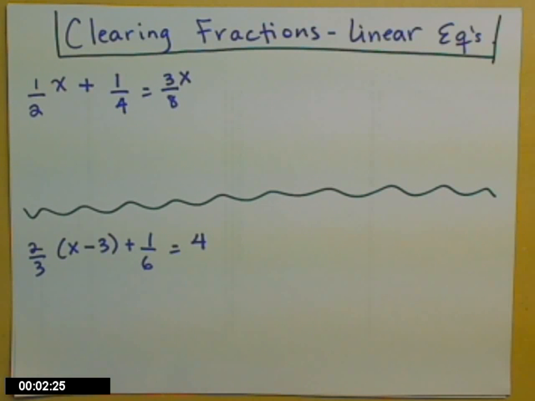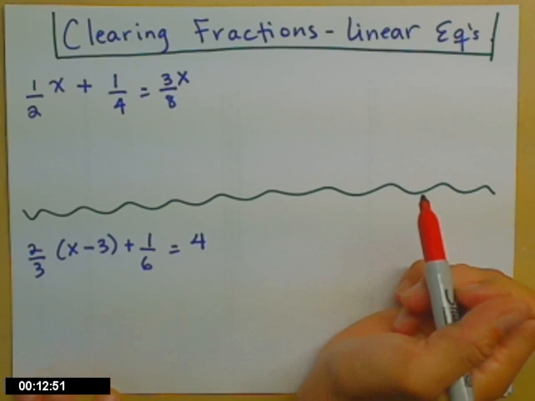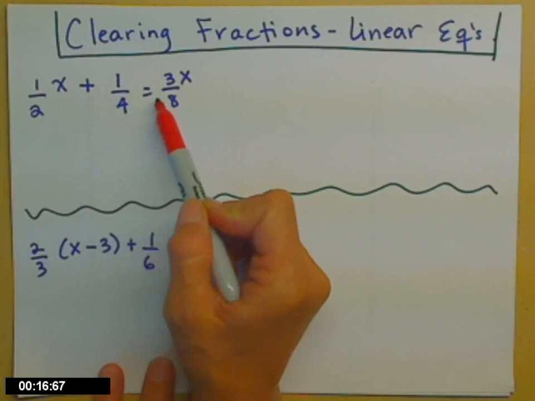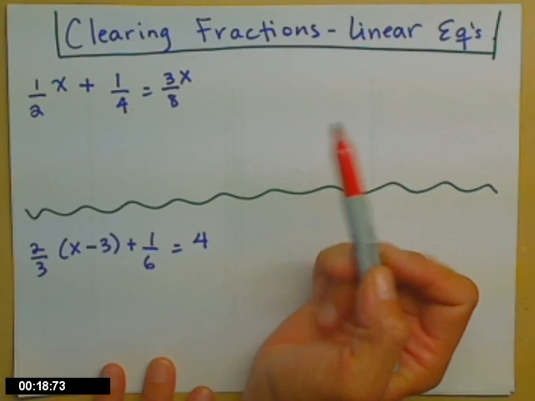Oftentimes your equations are going to contain fractions to start with, and typically we don't like fractions, so we want to be able to get rid of them. Well, as long as you have an equation, an equal sign, you get to do that. So let's look at that first one. I have 1/2 x plus 1/4 equals 3x over 8.